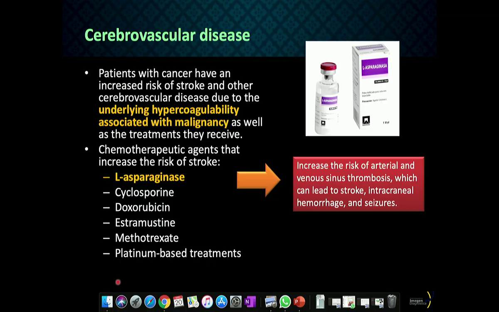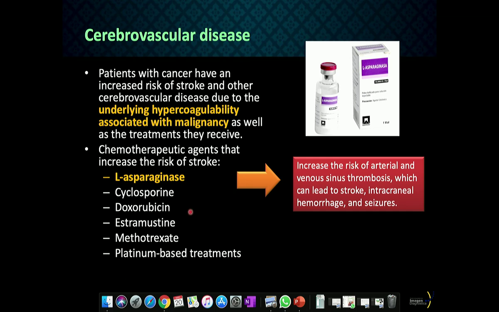So what about cerebrovascular disease? Well, patients that have cancer have a hypercoagulability state. So just because you have cancer, you can have a stroke. But if you add these treatments, these chemotherapeutic agents, then the percentage of complications gets higher.